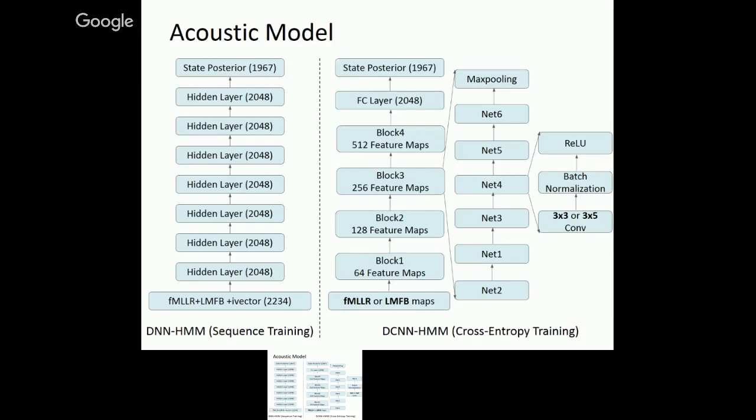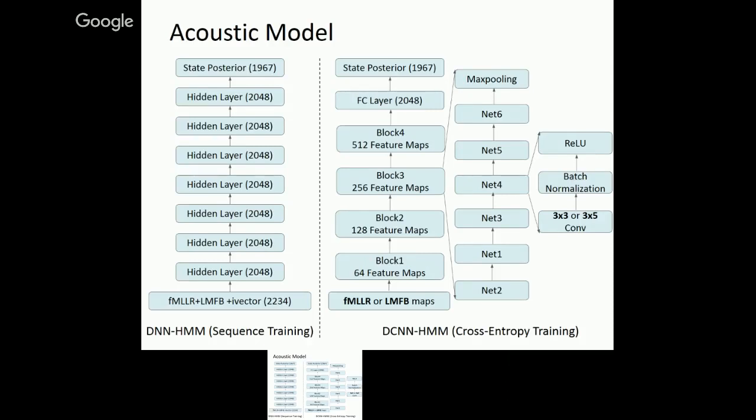And this is the configuration of our acoustic model. The left is the DNN-HMM model, and we use 7 hidden layers with 2048 units. For input we use concatenating 3 features: fMLLR and log mel filterbank. Also, we use the 20-dimensional iVector features. We see the complementarity of the iVector and the fMLLR, although they are both adaptive features.